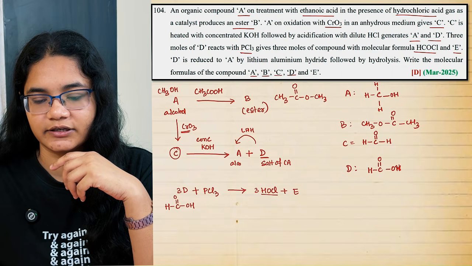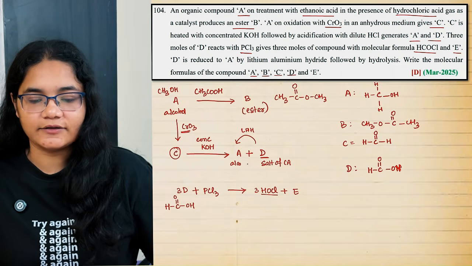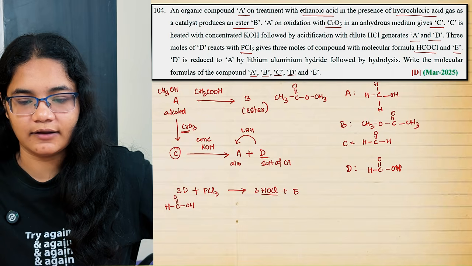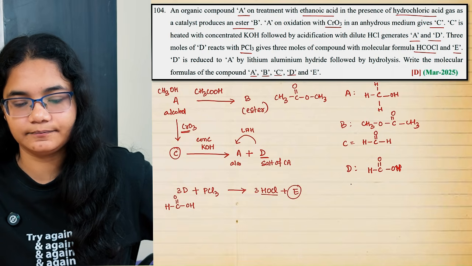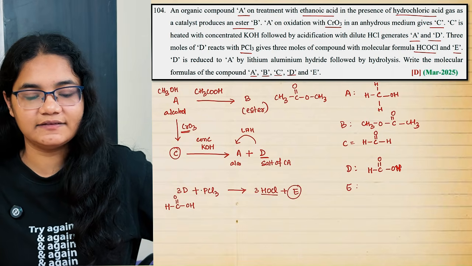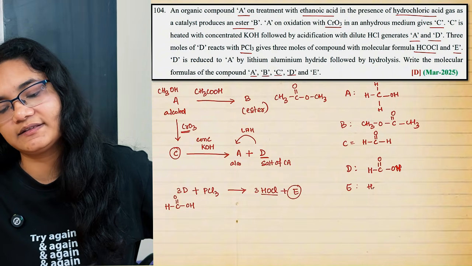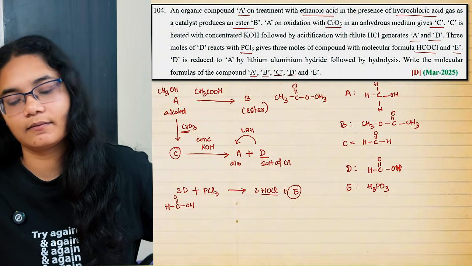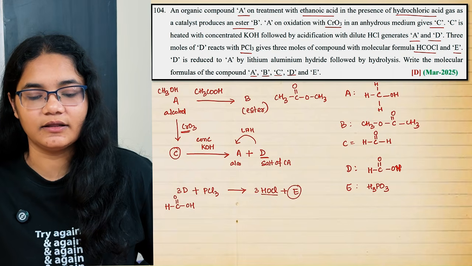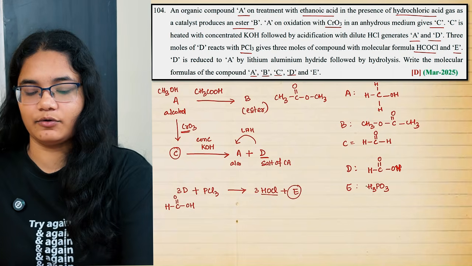So this is actually the carboxylic acid part, and A is the alcohol. C we got, A we got, and now we have to find out E here. So when PCl3 reacts, the byproduct formed is H3PO3. Okay, so that will be the reactant here. So we found out A to E.